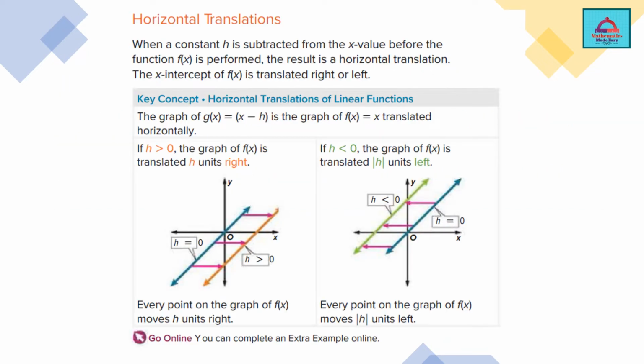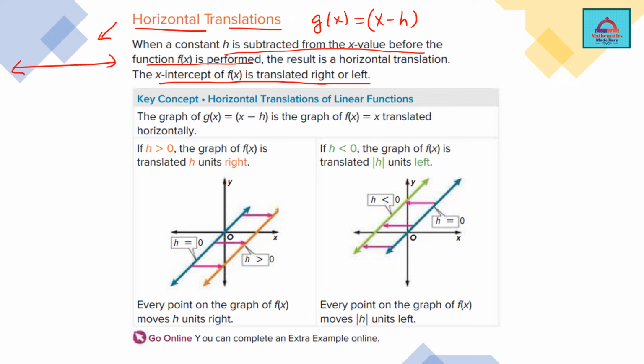Let's look at horizontal translation. In horizontal translation, the constant h is subtracted from the x value before the function is performed. So you are going to compare with g(x) = x - h, and here x and h are grouped together. I hope you can see the brackets. So the x-intercept of f(x) is translated left or right. Horizontal translation means you are comparing with the x-axis, the horizontal axis. So you have two directions, left and right, to go.